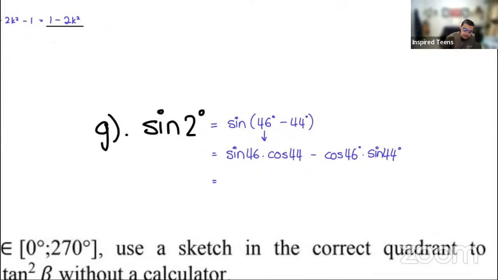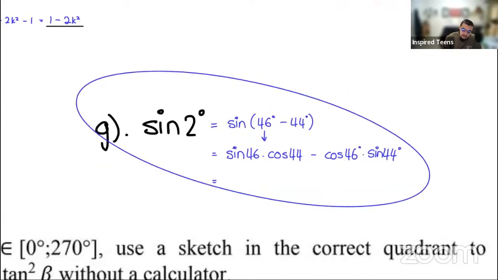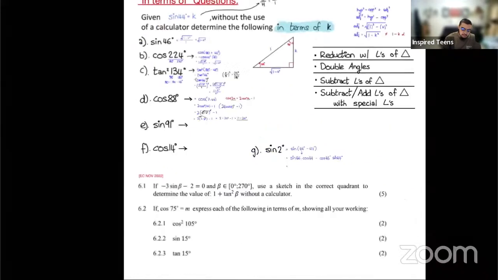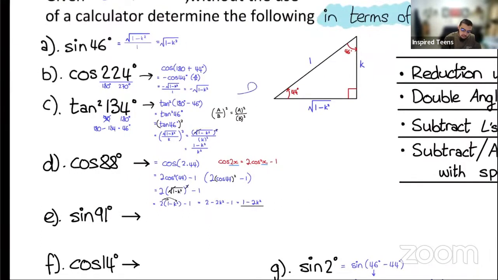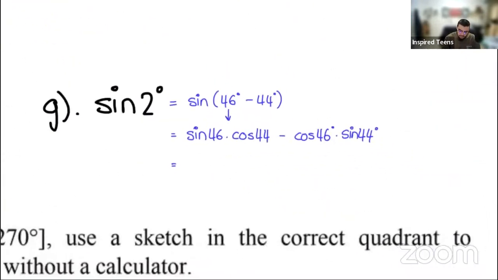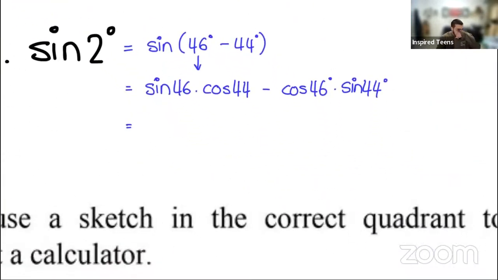So this one gets a bit more complicated, as you can see, right? It's no longer just simple reduction. It's no longer double angle. Now it's getting into subtracting the angles of the triangle and compound angles, which is complicated. But nevertheless, they can ask this type of question. If you have sine 2, how would you solve it?